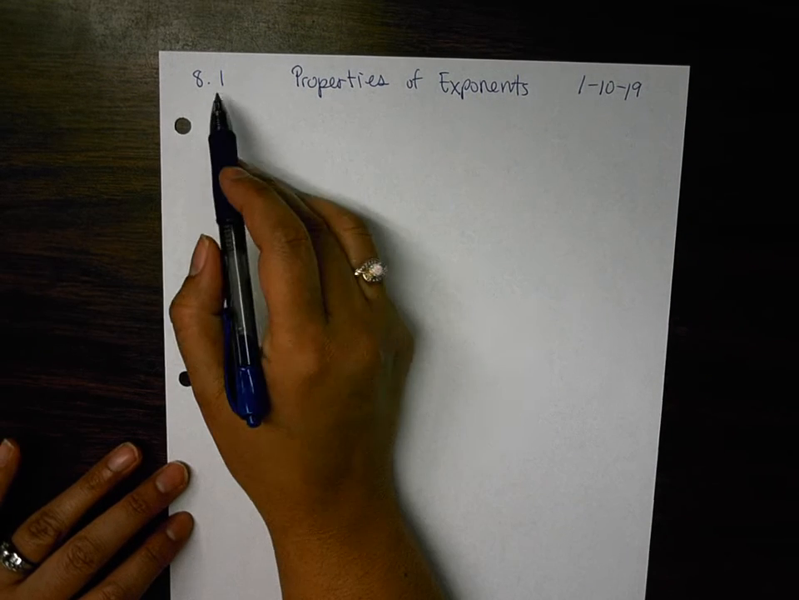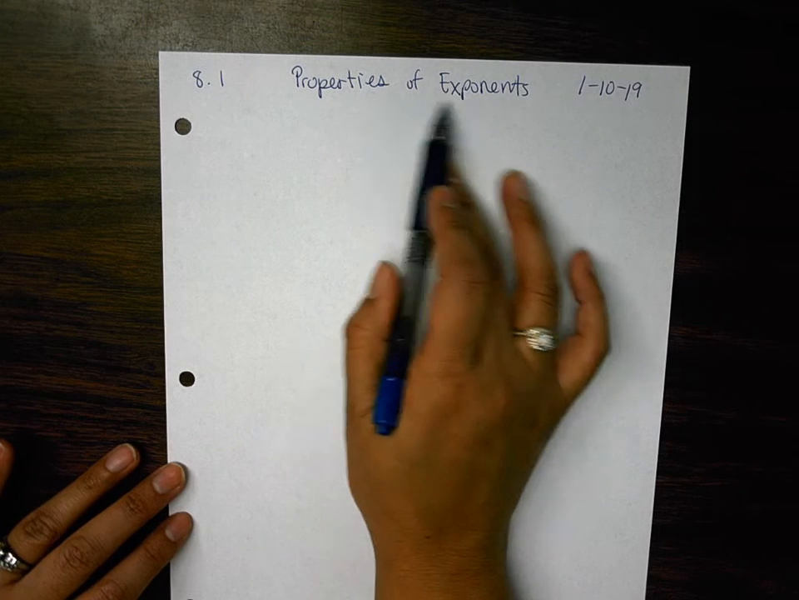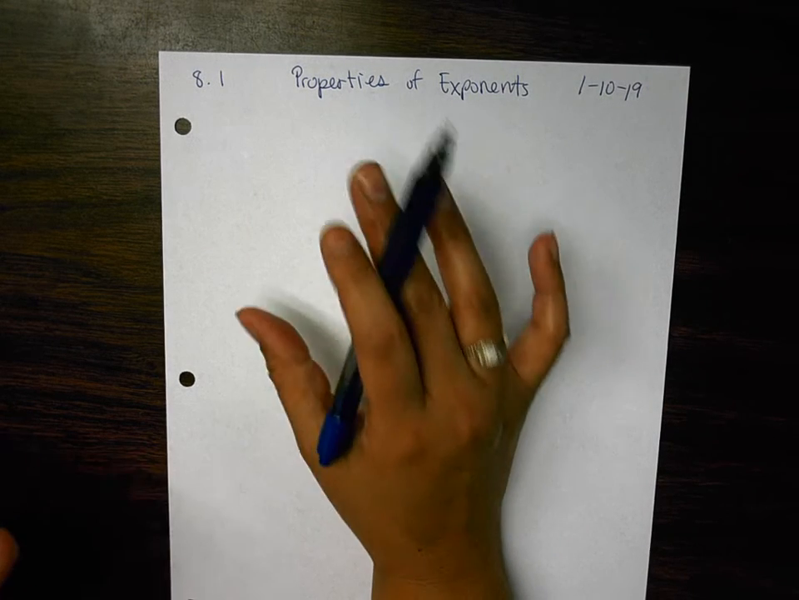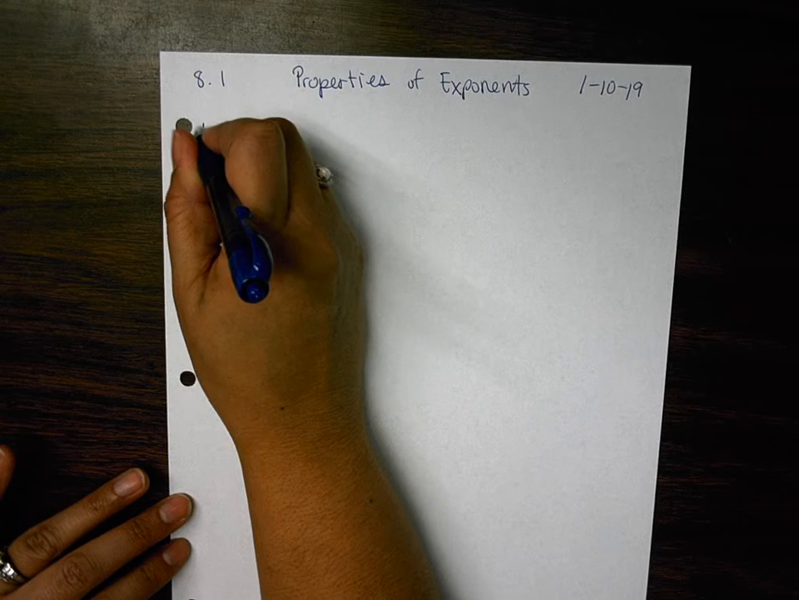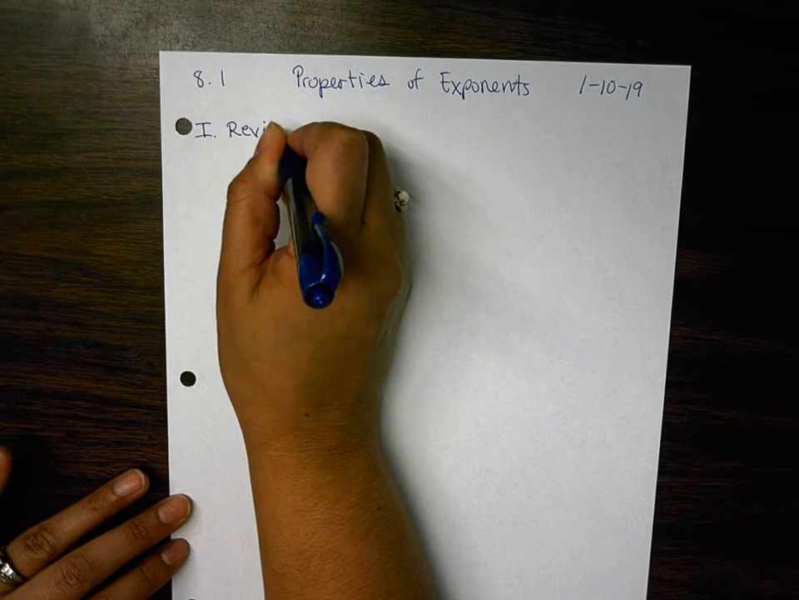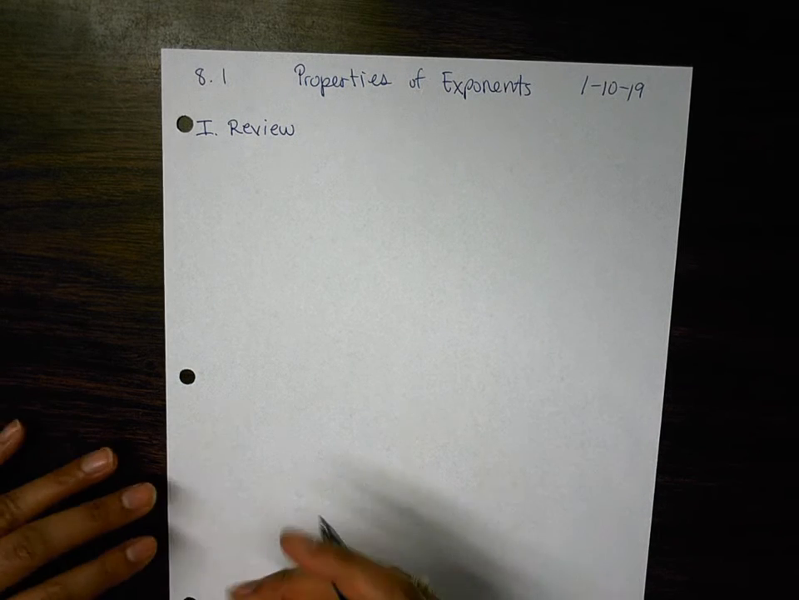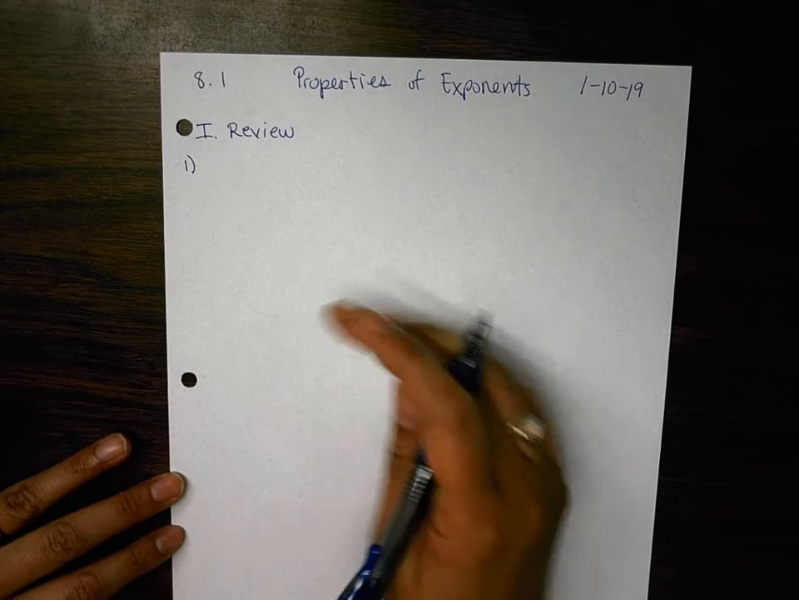Okay, this is Math 2, Unit 8, Lesson 1, Properties of Exponents. This is review. At least the first part of these notes are review from previous math classes, even as far back as middle school. Some of the stuff you learned back in middle school, so we're trying to jog your memory, make sure it all comes back.